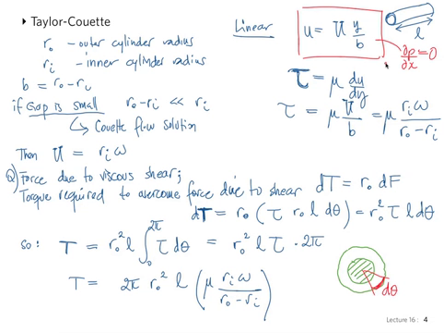Okay, so the last one we're going to do for the exact solutions of Navier-Stokes equations, as I promised, is Poiseuille flow.